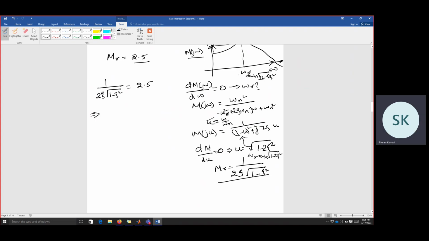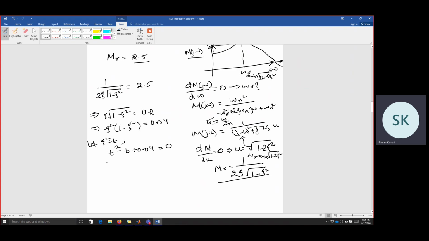Now if we simplify this, what do we get? Zeta root 1 minus zeta square equals 0.2. This would give zeta square times 1 minus zeta square equal to 0.04. Now if we say zeta square equal to t, then we can have this equation, t square minus t plus 0.04 equal to 0, and we'll solve this.